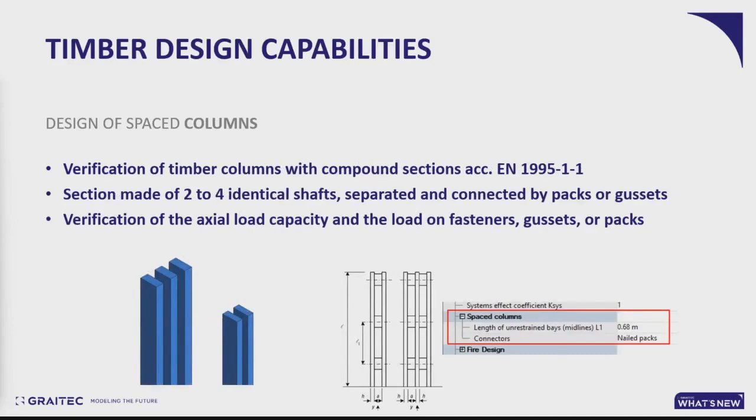The next point is also related to Eurocode and spaced sections, but refers to columns. Now we can verify timber columns with 2, 3, or 4 identical rectangular sections separated and connected by packs or gaskets that are fixed by glue or mechanical fasteners. And this verification checks the axial load capacity of such columns, as well as loads on connectors, considering their type and distance between them, all of course according to Eurocode 5 rules.